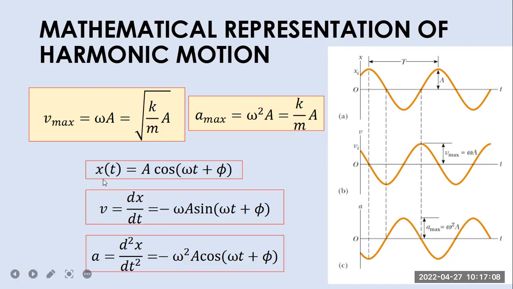Okay, here, let's go back to the mathematical representation of our harmonic motion, or the harmonic motion formula. x(t) is equal to A cos(angular frequency t plus theta). The derivative of our velocity is dx over dt, or negative angular frequency times amplitude, sine, open parenthesis, same here, omega t plus theta.